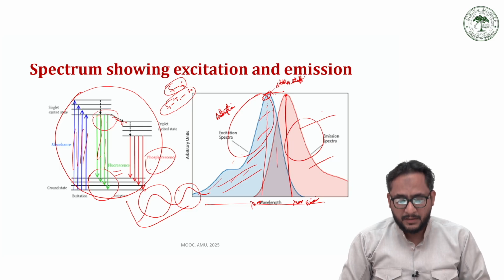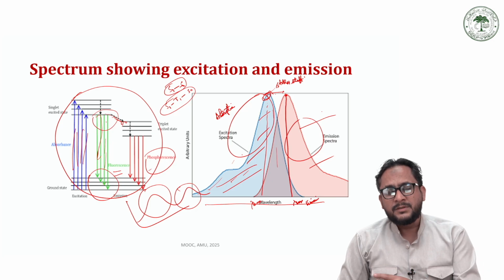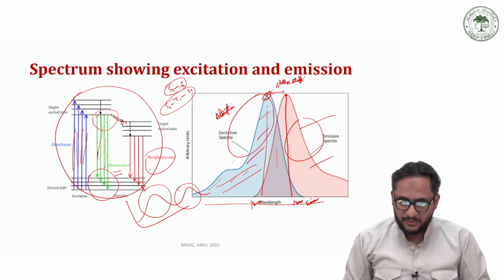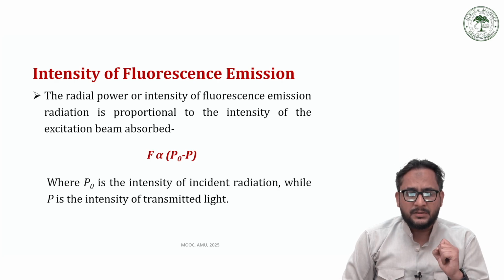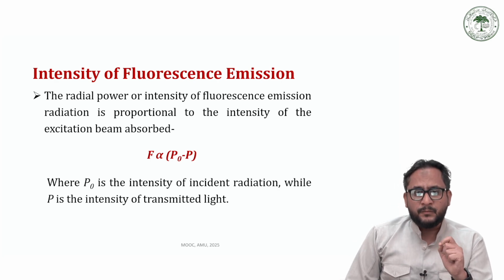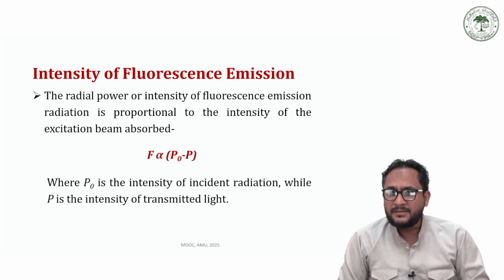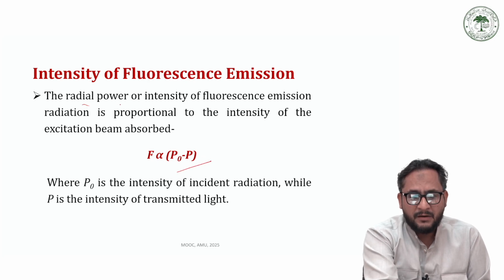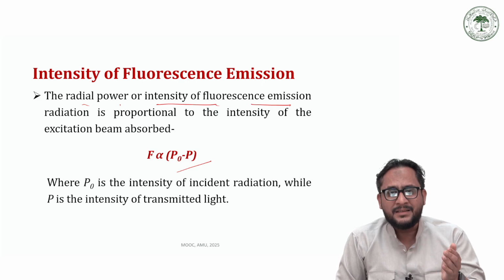Let us start today's lecture with correlating the fluorescence intensity with factors like the intensity of the incident light radiation as well as the concentration. So the intensity of the fluorescence emission depends upon various factors, for example, the intensity of the light that is being absorbed by the sample causing excitation. The same has been presented here: the radiant power or the intensity of the fluorescence emission is proportional to the intensity of light that is being absorbed.